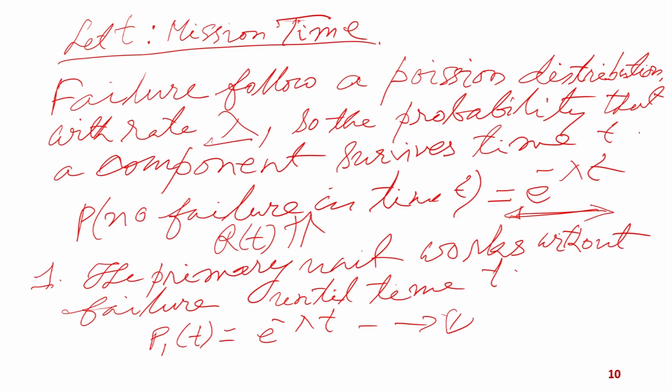Okay. And the primary unit works without failure until time t. So, that will be given by this one, and this we wrote as P 1 t. We will now proceed further.